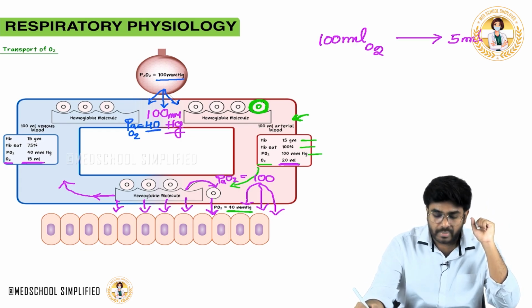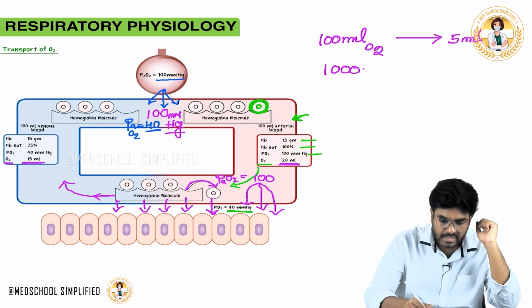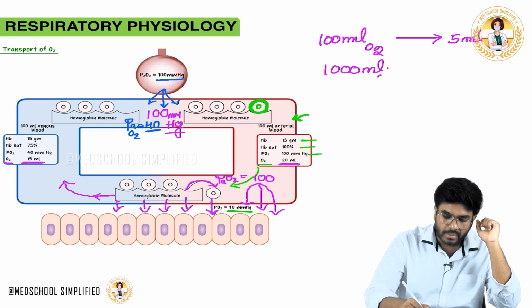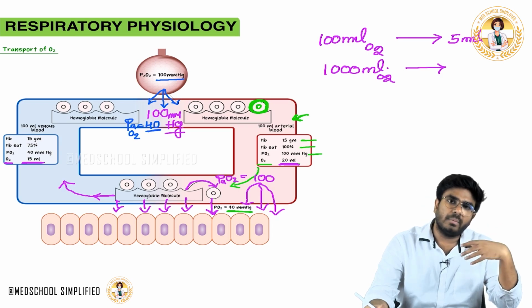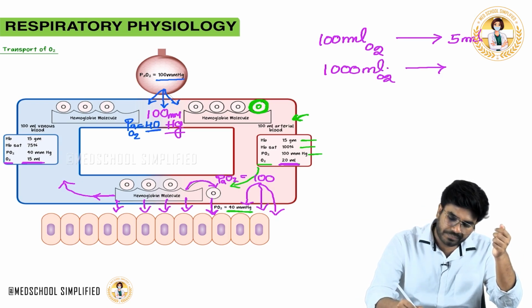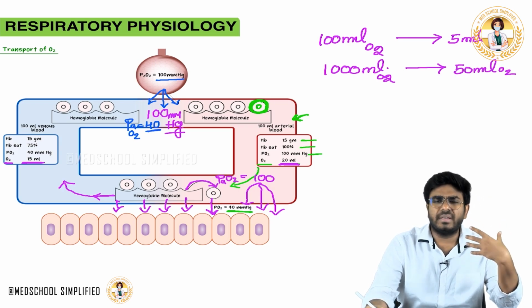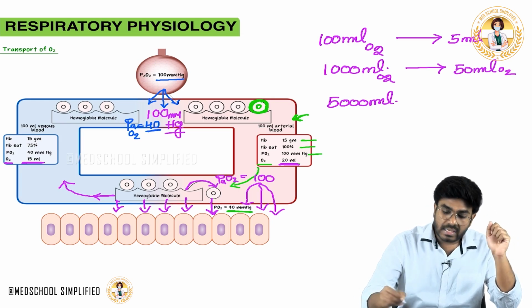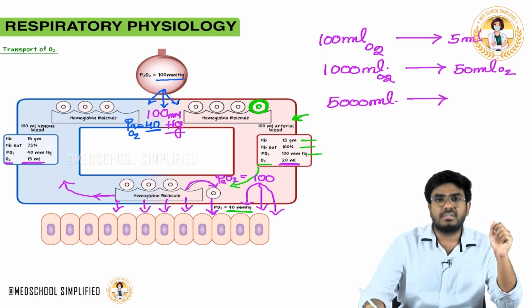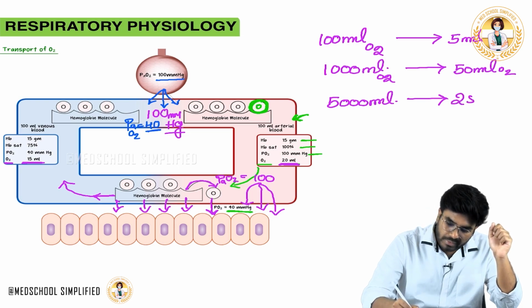But we don't have just 100 ml of blood. Let's understand like this. If 1000 ml of oxygenated blood, how much will it deliver to the tissues? If 100 ml is going, 5 ml will be delivered to the tissues. If 1000 ml of arterial blood is going, how much will be delivered? 50 ml of oxygen will be delivered. But we don't have just 1000 ml of blood. We have 5000 ml of blood, which means 5 liters. If 5 liters are going to the tissues, how much? 250 ml of oxygen is delivered to the tissues.